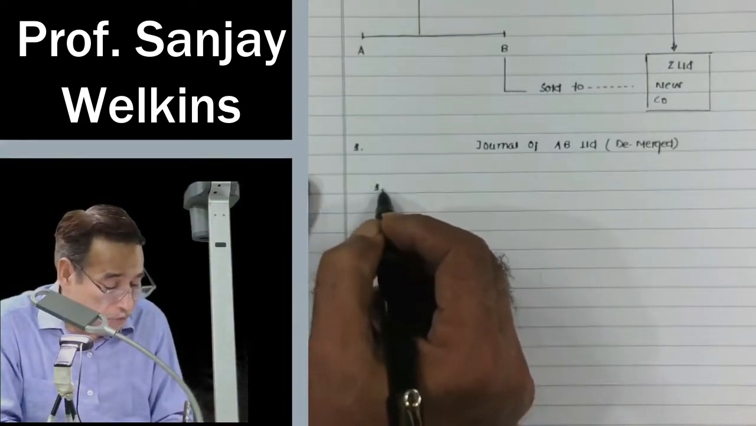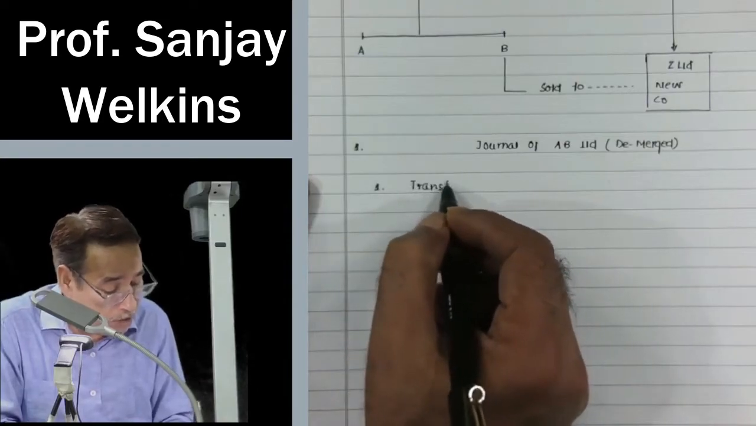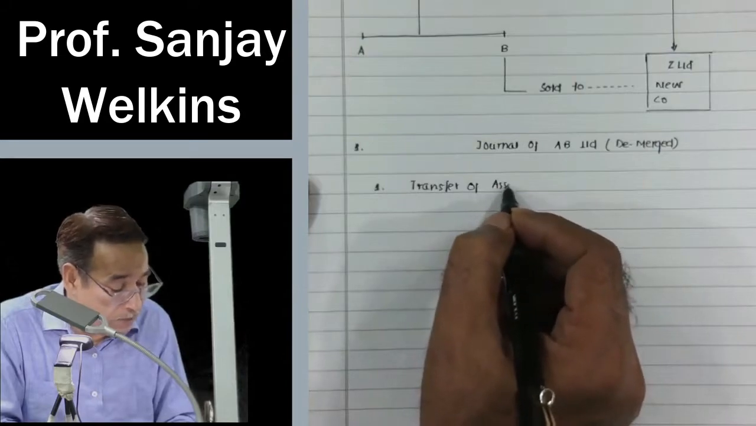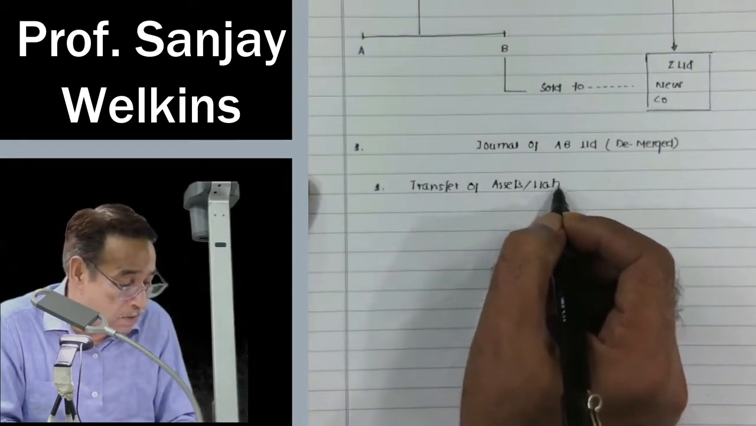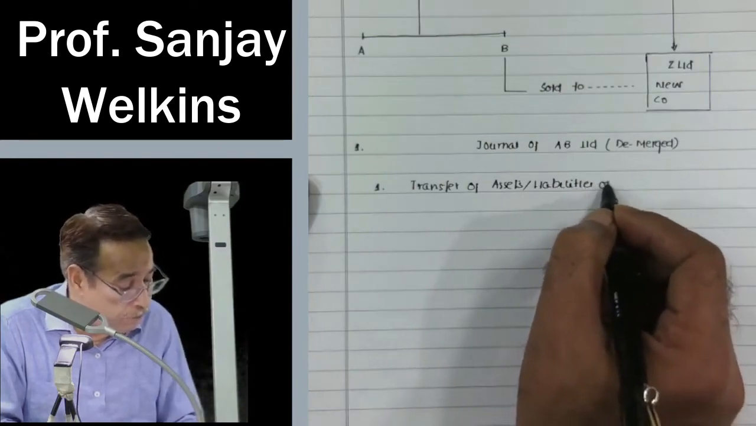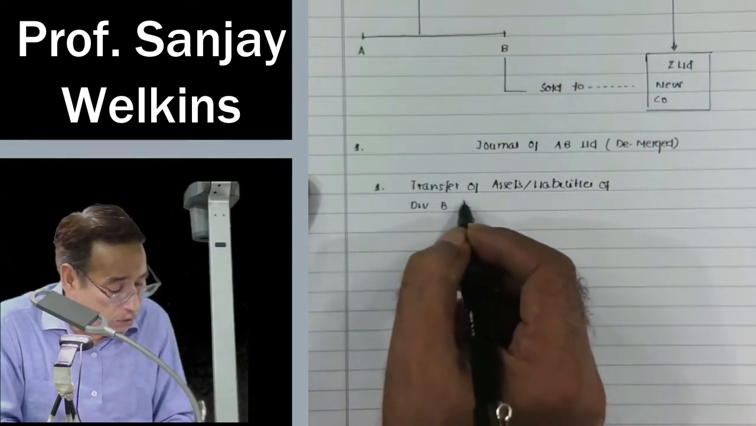So my first entry will be with respect to transfer of assets and liabilities. Transfer of assets and liabilities of Division B to Z Limited.